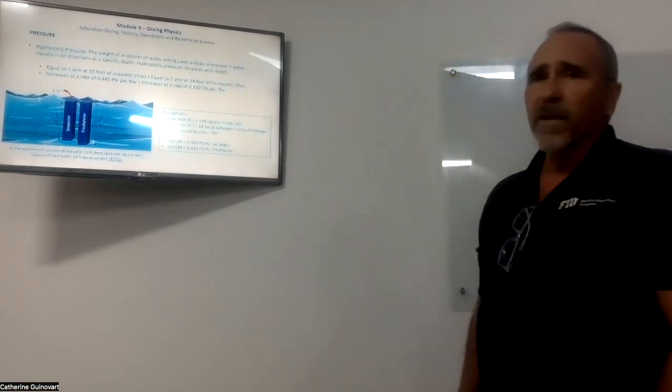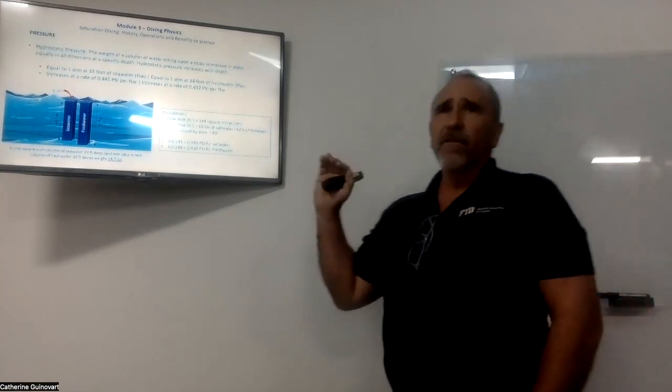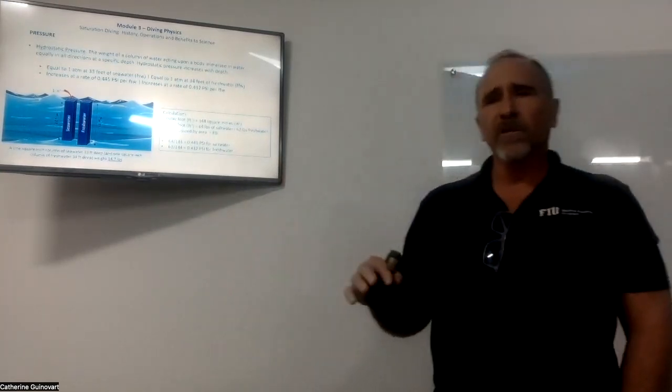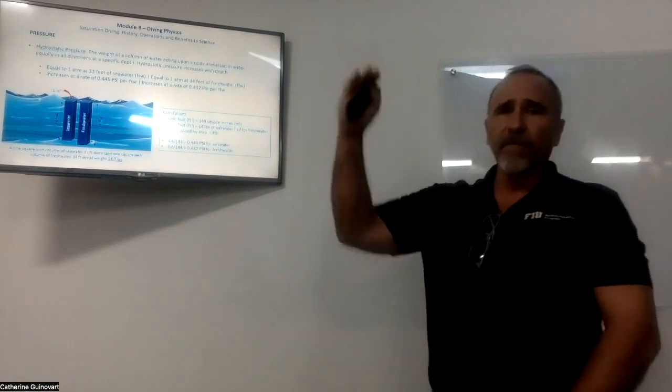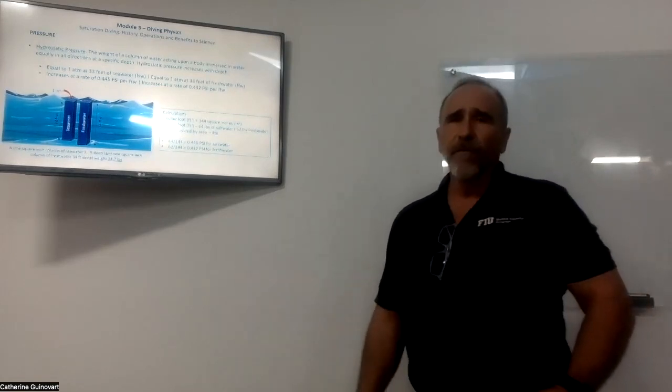Okay, so here with the hydrostatic pressure, we know that 33 feet of seawater is equivalent to 14.7 pounds per square inch. Again, a square inch of salt water, 33 feet deep. Okay, we got to make that distinction. If it's fresh water, it's going to be 34 feet.